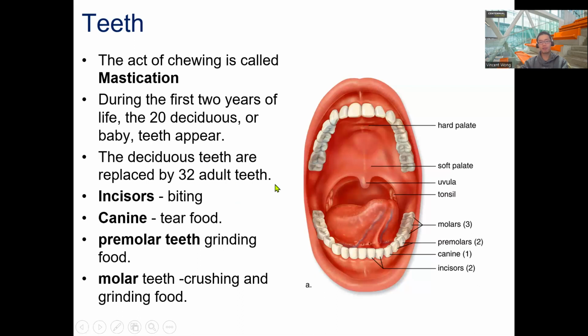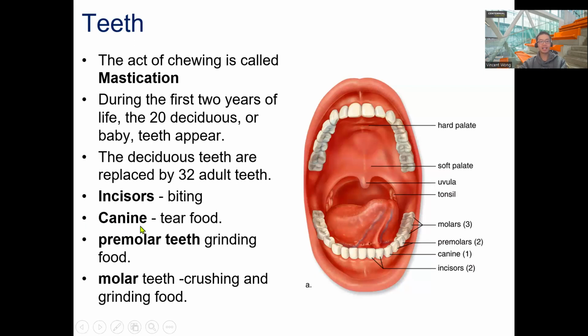Now, different teeth have different shapes and are for different functions. For example, we have the incisors. Incisors are the ones at the front, and they are just for biting. Think about biting an apple. We don't bite an apple on the side, that's not ergonomic. We bite it with the front teeth. That's the incisors, for clipping, chipping, and biting.